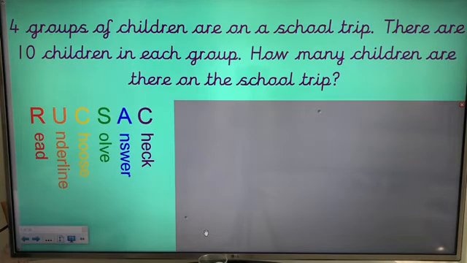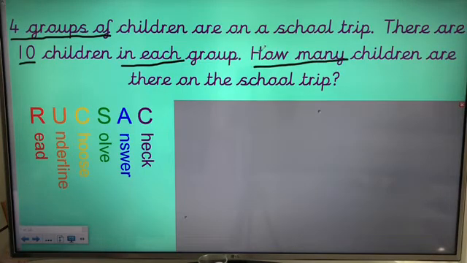Okay, so let's do the first step of Rucksack. We read it. 4 groups of children are on a school trip. There are 10 children in each group. How many children are there on the school trip? Okay, so let's now underline. The important information in here, we've got 4 groups of. That's going to tell us that it's multiplication in a moment when we get to choose, because we've got lots of or groups of. There are 10 children in each group. How many children are on the school trip?